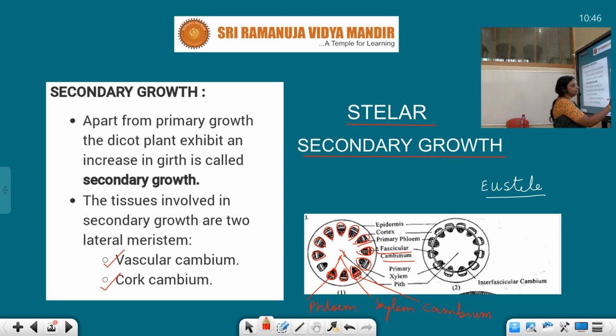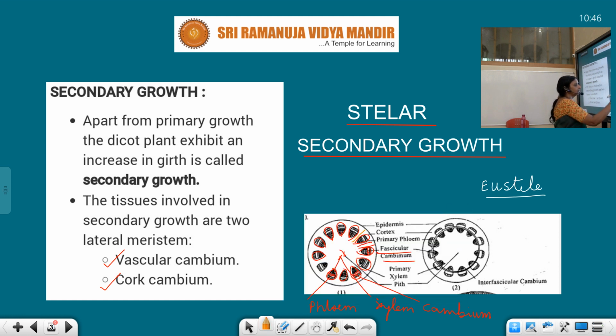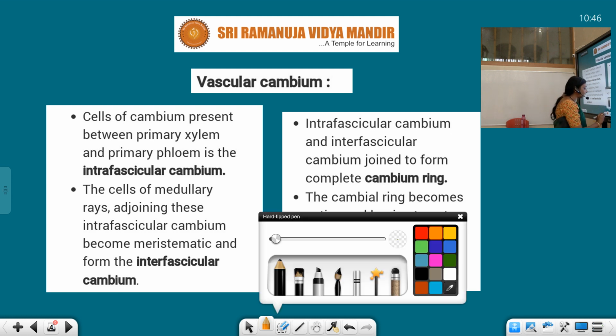This portion is the medullary rays portion. In between bundles, medullary rays are present. Later on, what happens? The cells of cambium present between primary xylem and primary phloem are called intrafascicular cambium. So what is intrafascicular or fascicular cambium?